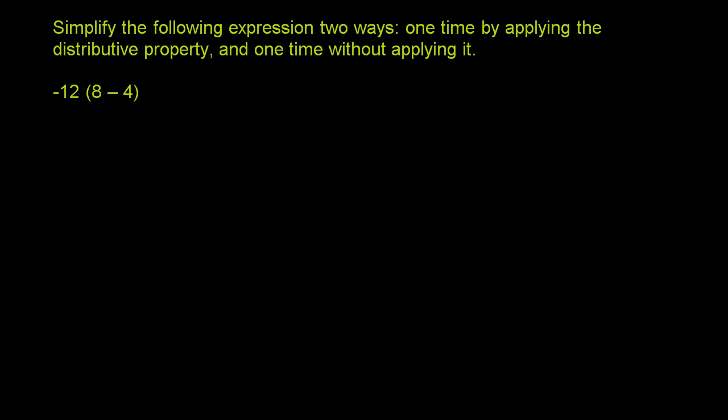Simplify the following expression two ways. One time by applying the distributive property, and one time without applying it. So let's apply the distributive property, which essentially tells us if we have some number multiplying some expression right here, before evaluating that expression, we can distribute that number over each of the terms.